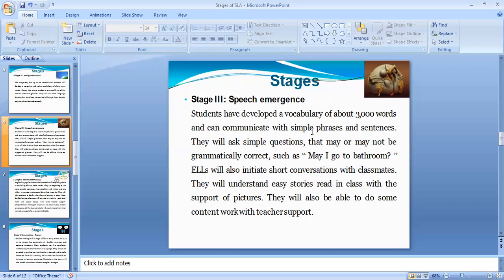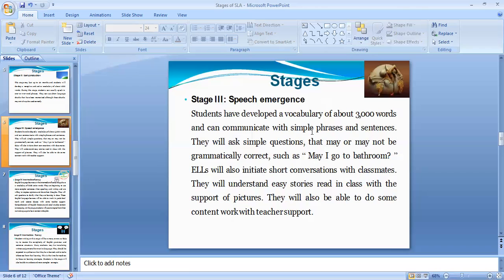So they are asking questions, giving the answers, but they are making some grammatical mistakes. Here is one example, if I say, "Can I go to the restroom?" Here we can find a grammatical mistake. Though they are making some mistakes, they can give the answer. They can speak in very simple sentences.